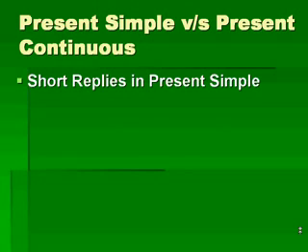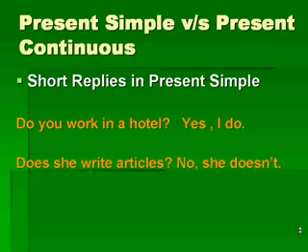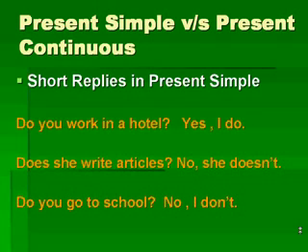Now we'll look at short replies in present simple. Do you work in a hotel? Yes, I do. Does she write articles? No, she doesn't. Do you go to school? No, I don't. So here you can easily observe that the sentences are related to present simple, like "Do you work in a hotel?" It's a present simple question, right? So the answer is yes, I do. So you see the helping verb do.